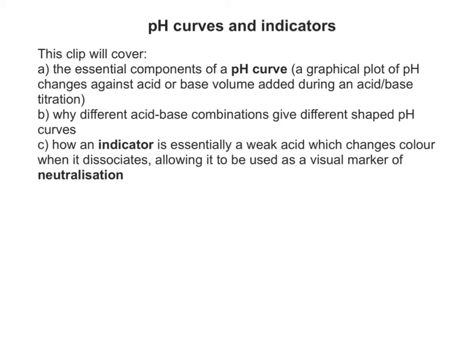We'll look at why different acid-base combinations give different shaped pH curves, and how an indicator is essentially a weak acid that changes colour as the pH changes because it dissociates to different degrees. So if it changes colour, then obviously it can be used as a visual marker of neutralization taking place.